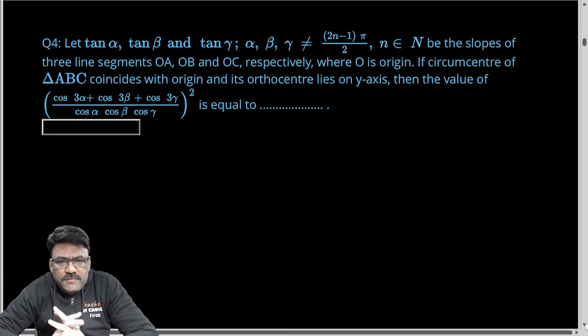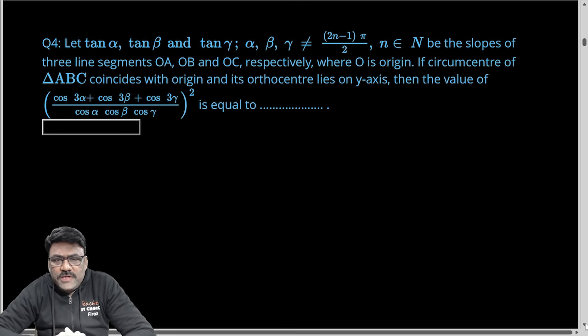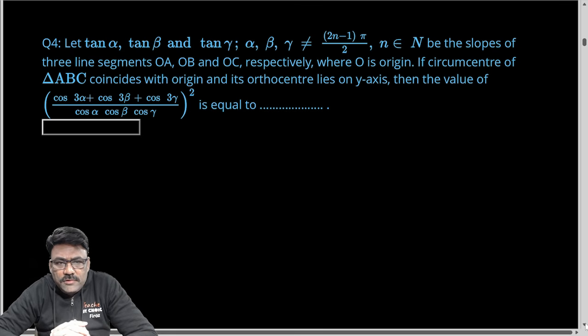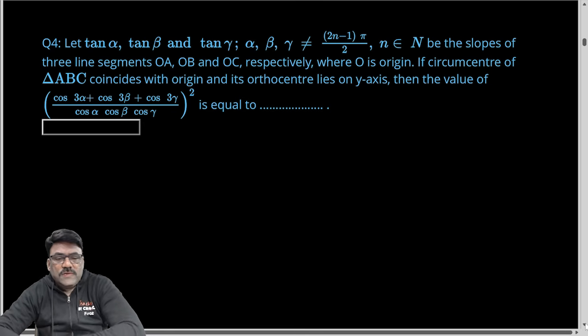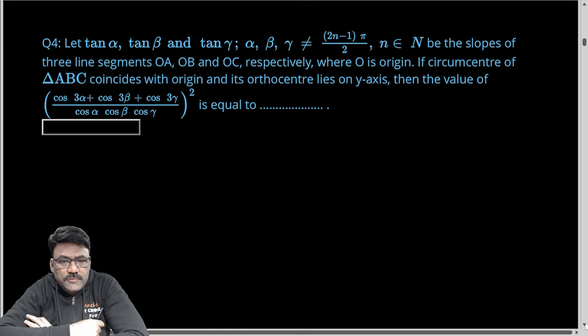See this question. This is from coordinate geometry. Tan alpha, tan beta, and tan gamma are the slopes of the line segments OA, OB, OC. O is the origin. Circumcenter of triangle ABC coincides with the origin, and orthocenter lies on the y-axis. Then what will be cos 3 alpha plus cos 3 beta plus cos 3 gamma over cos alpha cos beta cos gamma whole square?